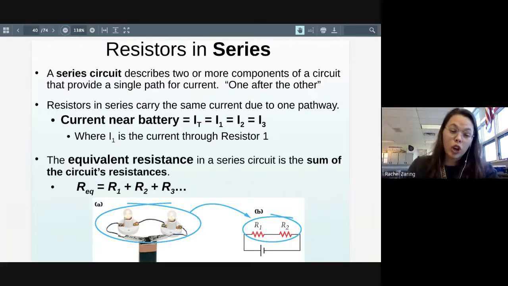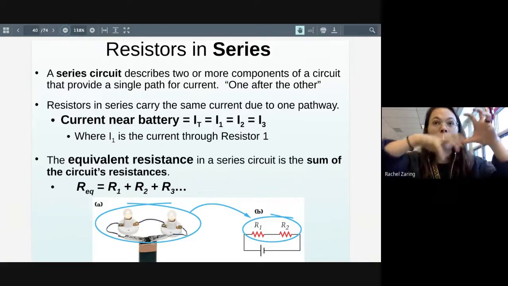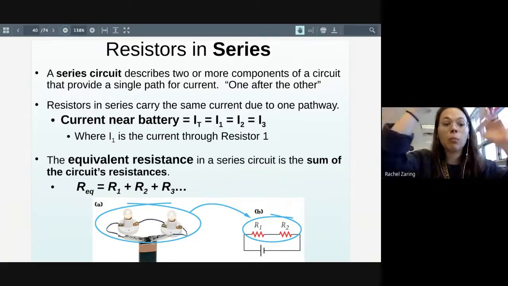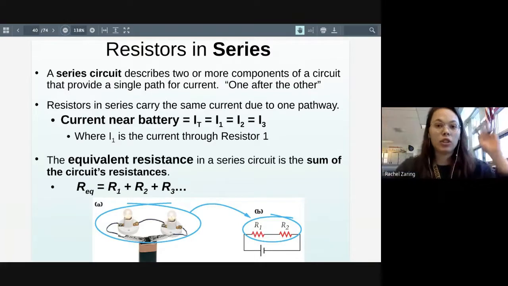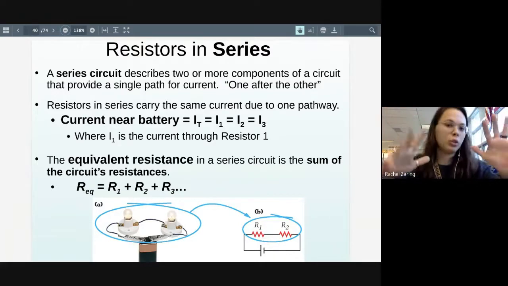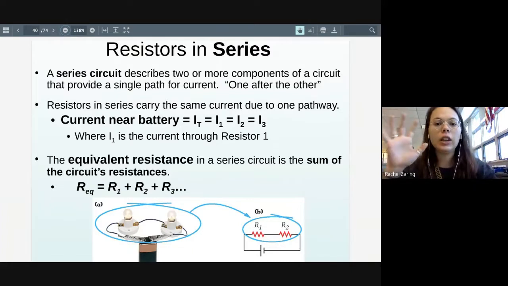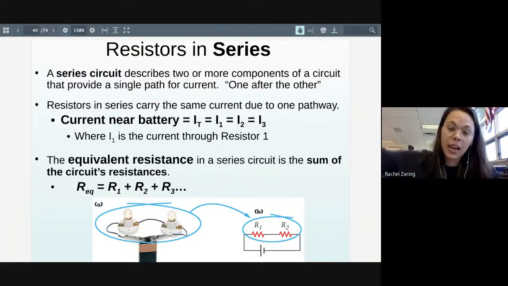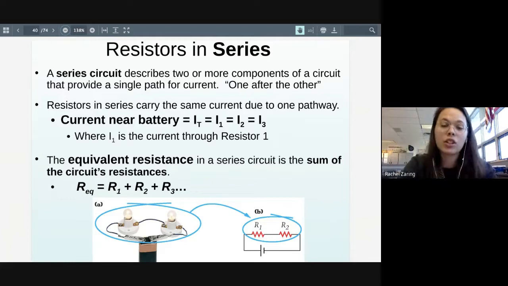This is because charge is conserved. Charge is not going to be able to build up or dissipate from point A to point B. The charge in equals the charge out, which means the current in equals the current out. So that's rule number 1: the current is always the same throughout, no matter where you're at in the circuit, if it's in series.